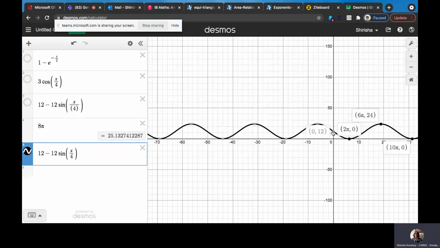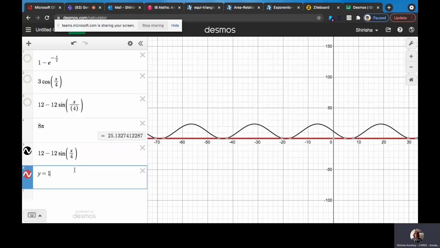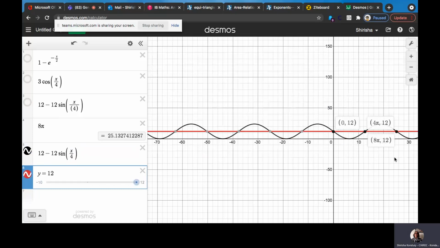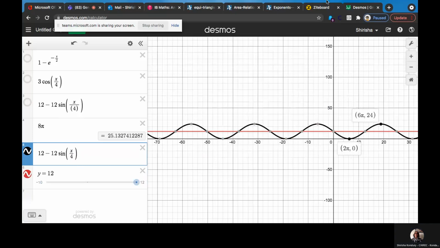Is the time period the same? Yes. If I graph y equal to 12, you will realize that, yes, the time period is 8 pi. So that has not changed. But because of the vertical translation, now the x-intercepts are no longer there. So my x-intercept is now at 2 pi and the maxima is at 6 pi and the value is 24. Okay, that's how we graph it without the calculator.